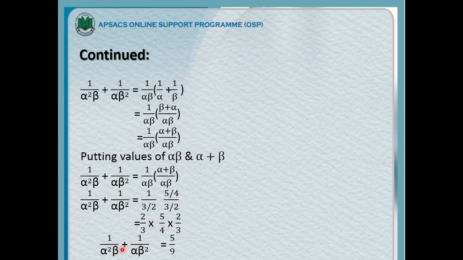And this is the value of 1 upon alpha square beta plus 1 upon alpha beta square, which is equal to 5 upon 9, that is the required result.